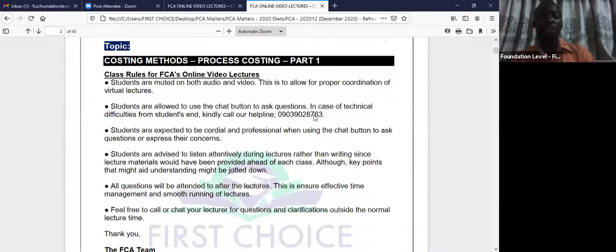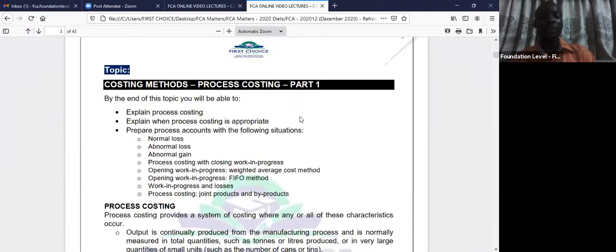So this is the point we've touched, when we've dealt with abnormal loss and abnormal gain. Now the next thing we want to do is when there is closing work in progress, how do we deal with it? Then when there is opening work in progress, how do we deal with it? There are two methods of dealing with it. Then when there is work in progress and losses, so we have opening work in progress, closing work in progress, normal loss, abnormal loss, or perhaps abnormal gain. We may not be able to take that tonight, but let's see what we can do about opening and closing work in progress.